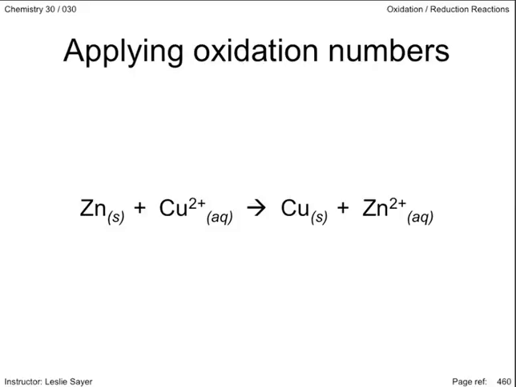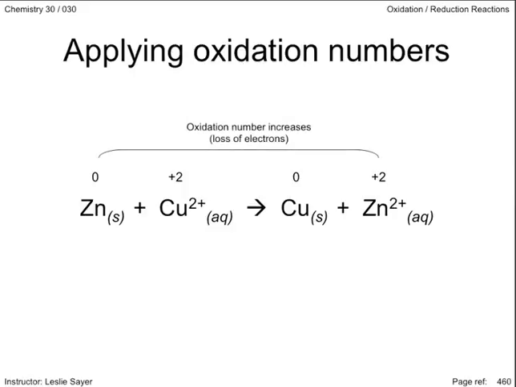Using the net ionic equation of zinc metal reacting with a solution of copper-2 ions as an example, we assign oxidation numbers to each atom in the equation. The elements have oxidation numbers of 0, and the monatomic ions have oxidation numbers that reflect their charge. Starting with zinc, it goes from an oxidation number of 0 to +2. It has lost 2 electrons, and so zinc has oxidized. Copper ion has changed from an oxidation number of +2 to 0. It has gained 2 electrons, and so the copper ion has been reduced.